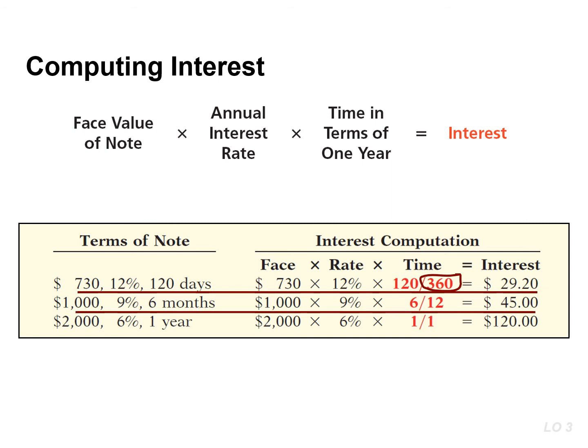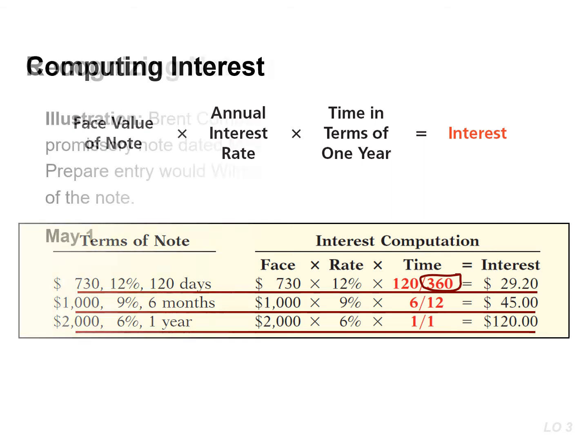When the maturity date is stated in terms of months, the time factor is the number of months divided by 12. In this instance, 6 divided by 12. When the maturity date is 1 year, you simply multiply the principal or the face value of the note by the annual interest rate to obtain the interest.